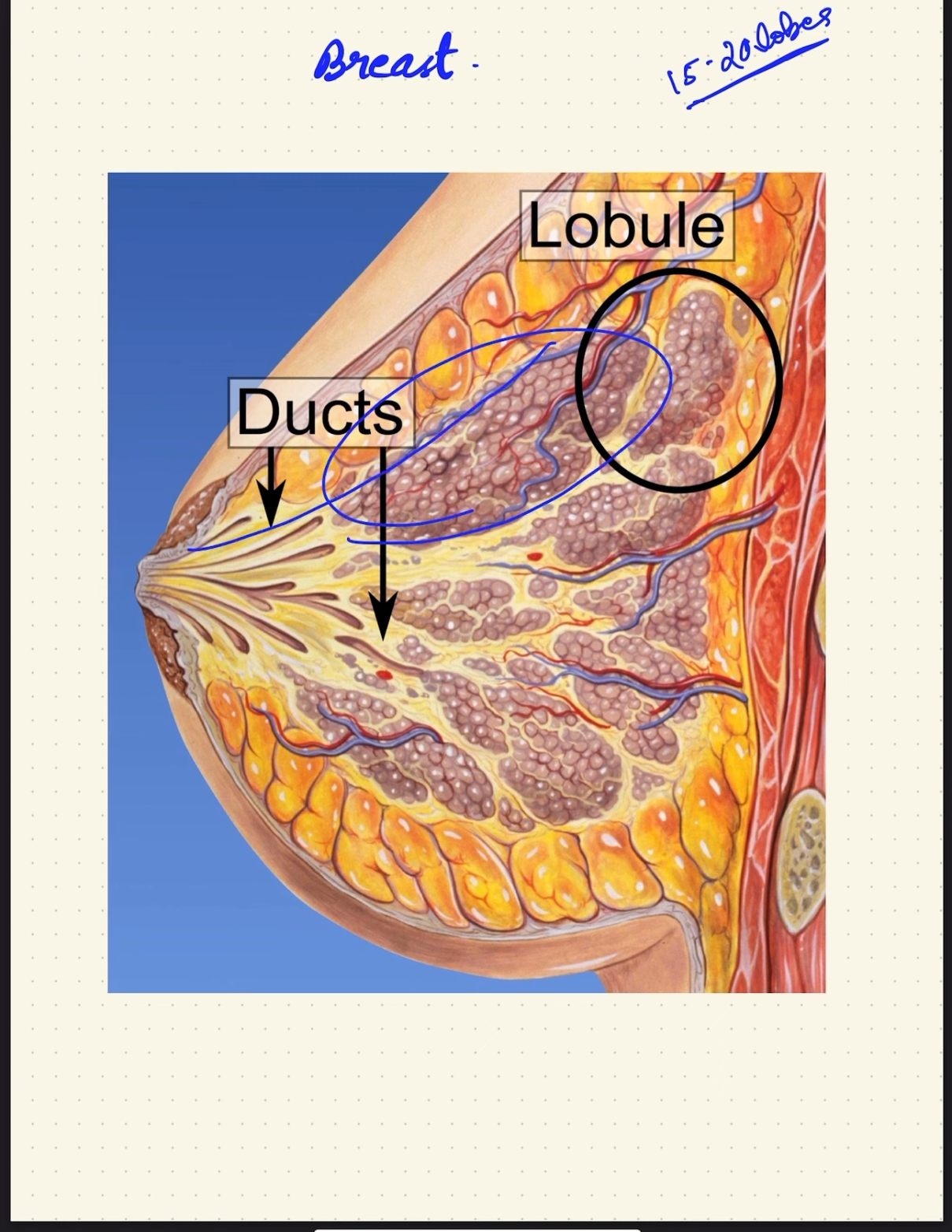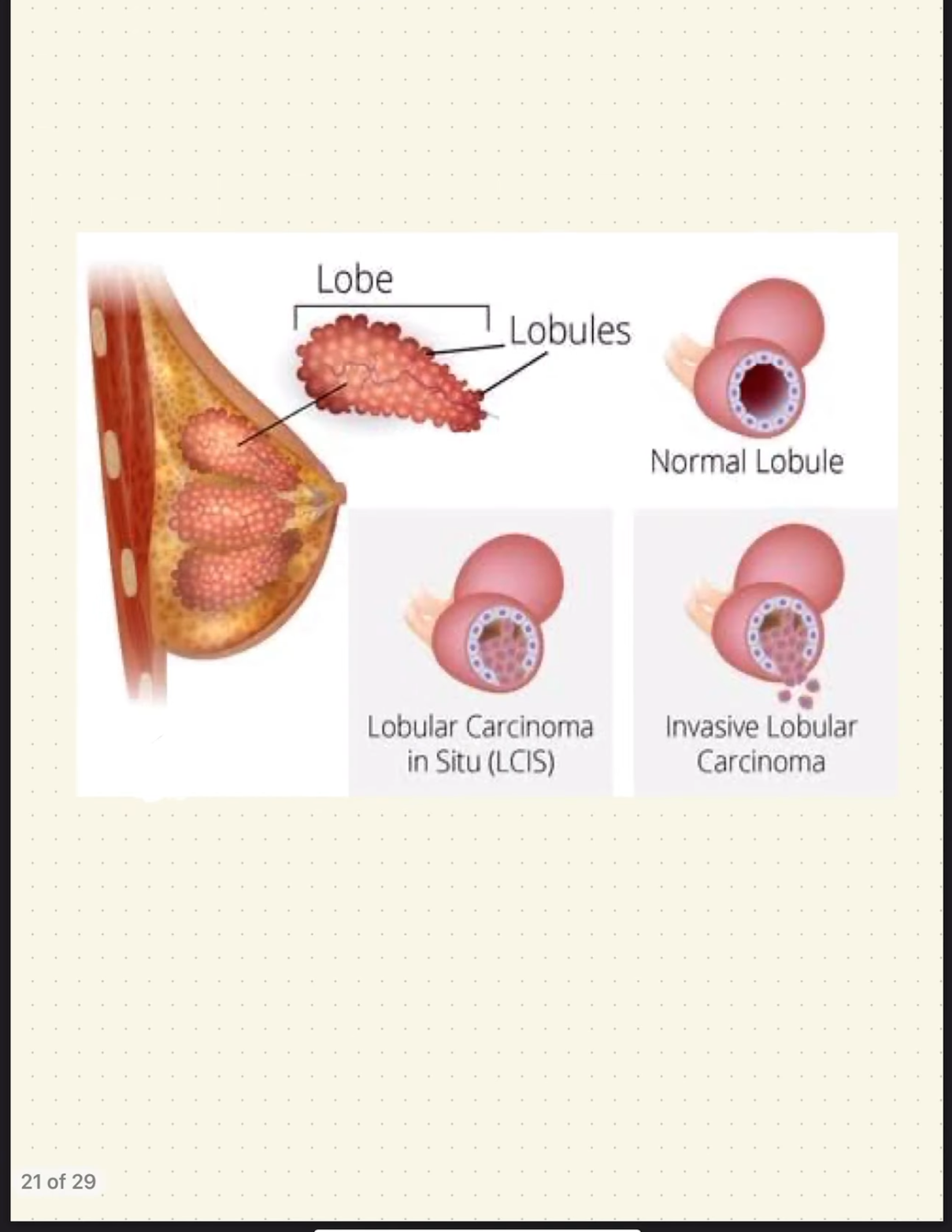These are the lobes. They contain many lobules, and each lobe ultimately terminates into a lactiferous duct. These are the ducts. So it is mainly composed of the glandular element, which are the lobules, and ductal elements, which are lactiferous ducts. In this image, this is the normal lobule, which is lined by simple cuboidal epithelium.